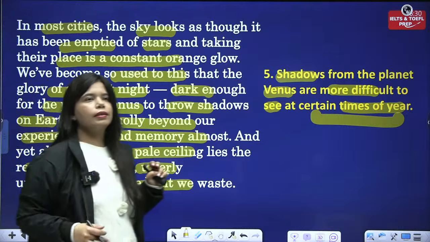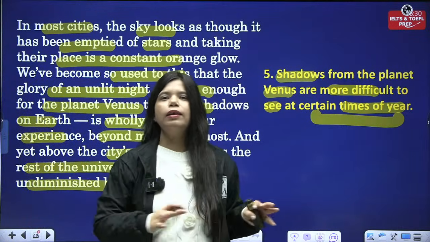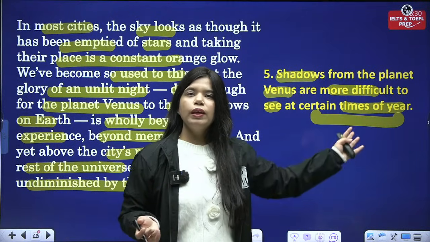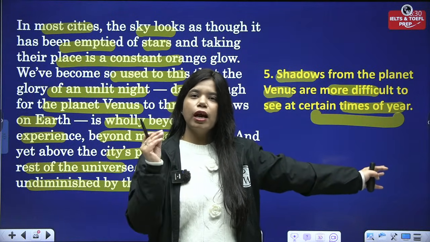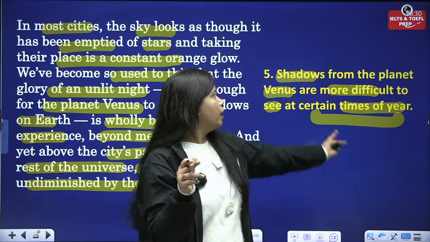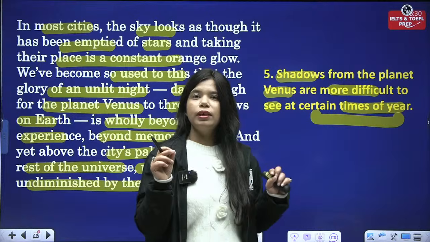Or universe is utterly undiminished by the artificial light we are using. That's all that is written here. But what exactly does the question say? That the shadows thrown by planet Venus on Earth are more difficult to see at certain times of the year.